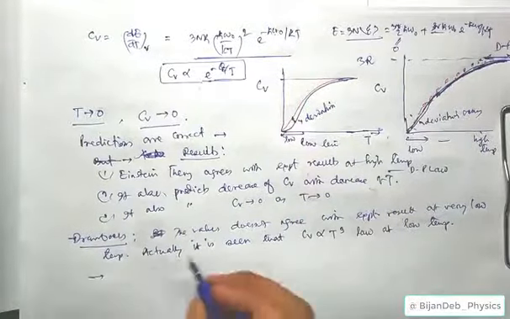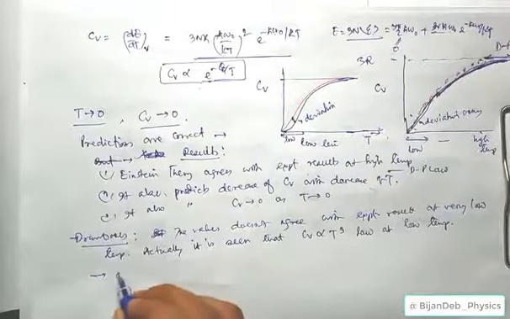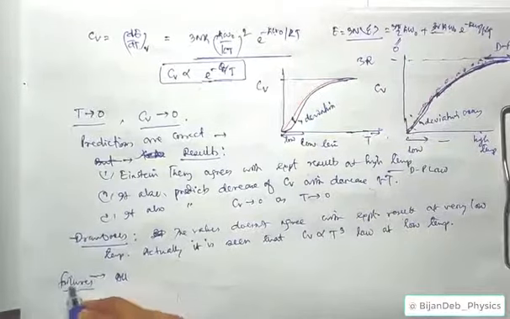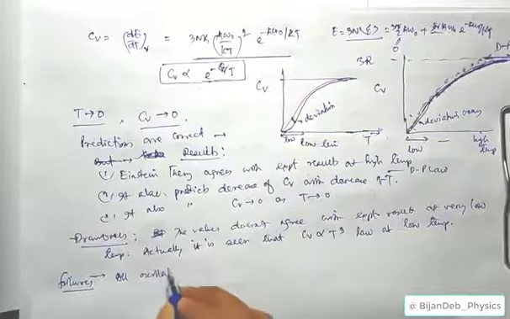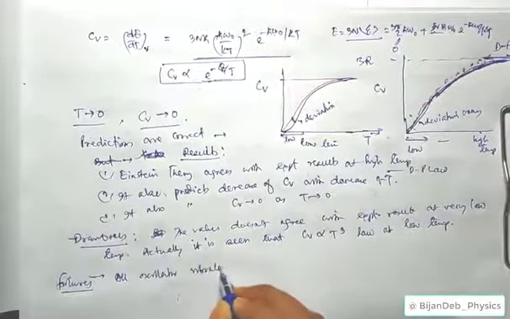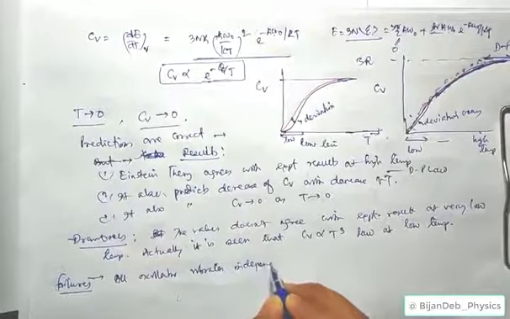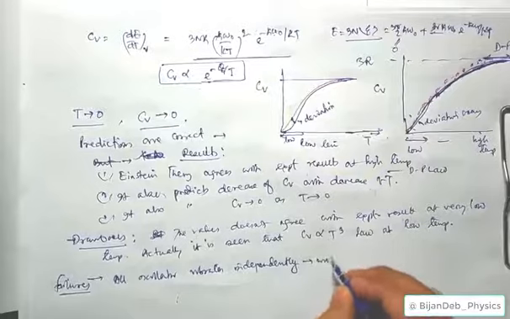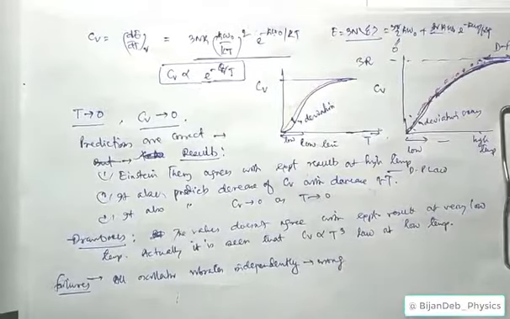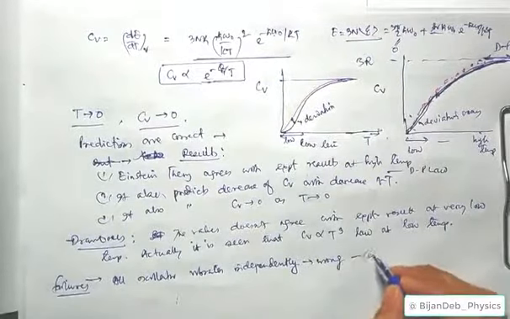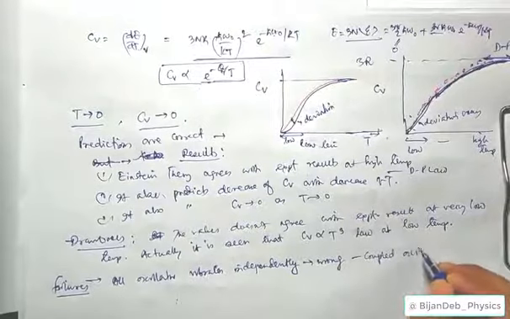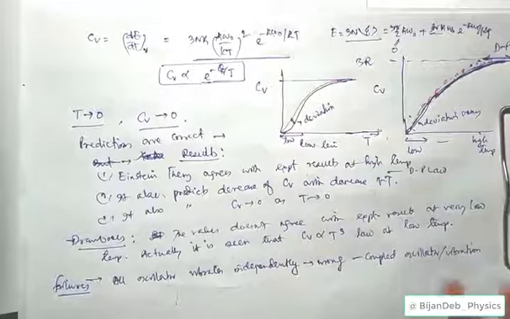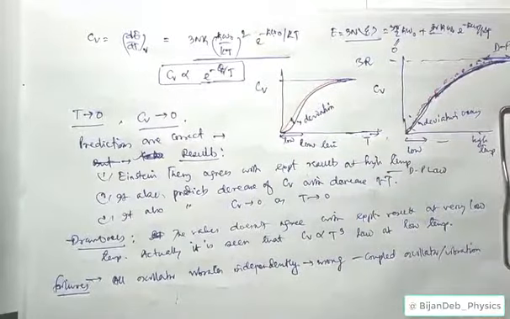So why does it fail? Because there are some assumptions. Failure reasons: all oscillators vibrate independently. This is one of the wrong assumptions, because oscillators are actually coupled oscillators, as we have seen, or coupled vibration in case of lattice vibration. So this is taken into consideration by Debye.